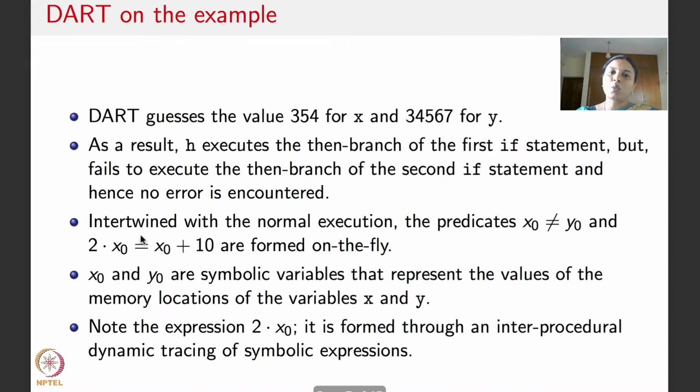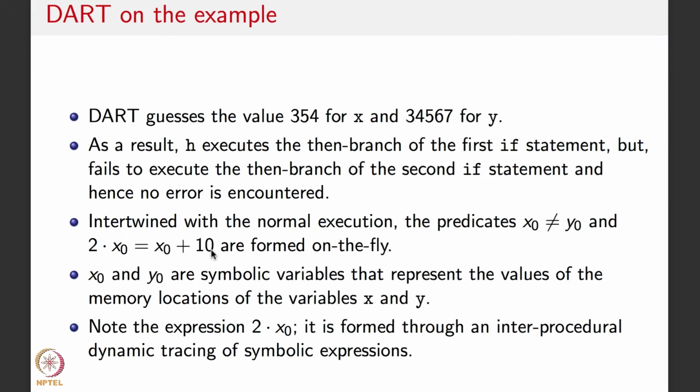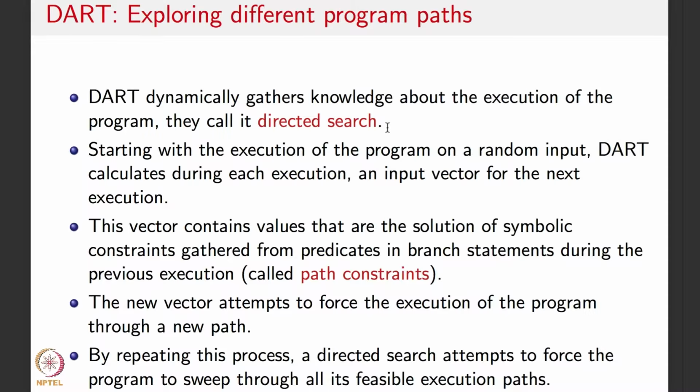Now Dart has done one random generation of a test vector for x and y, and collected these symbolic constraints. Now Dart wants to explore. The program for this randomly generated input for x and y has taken one particular execution path. Now Dart wants to systematically explore the neighborhood of this execution path. So what it will do is what is called a directed search. It starts with the execution of the program on the random input and calculates an input vector for the next execution. How does it do that? As I told you, when the program runs on the random input, Dart collects these path constraints.